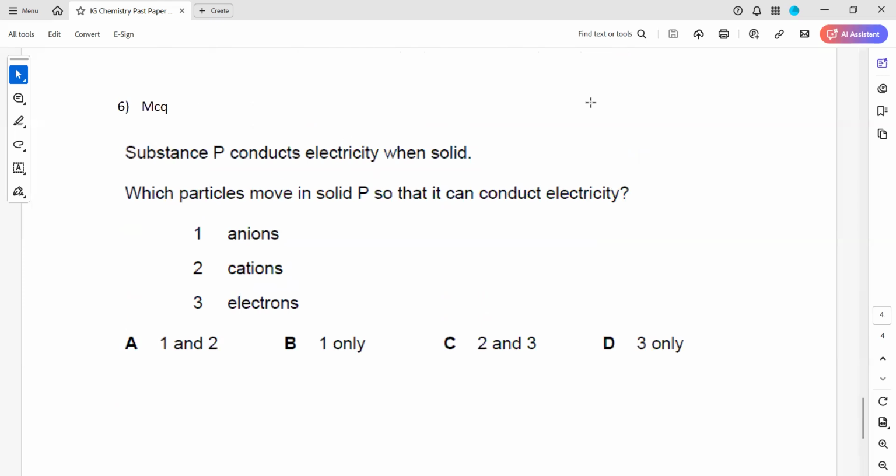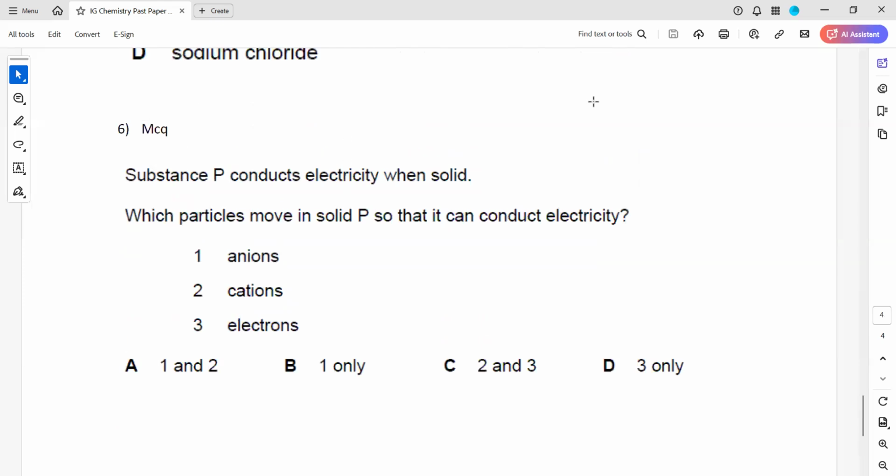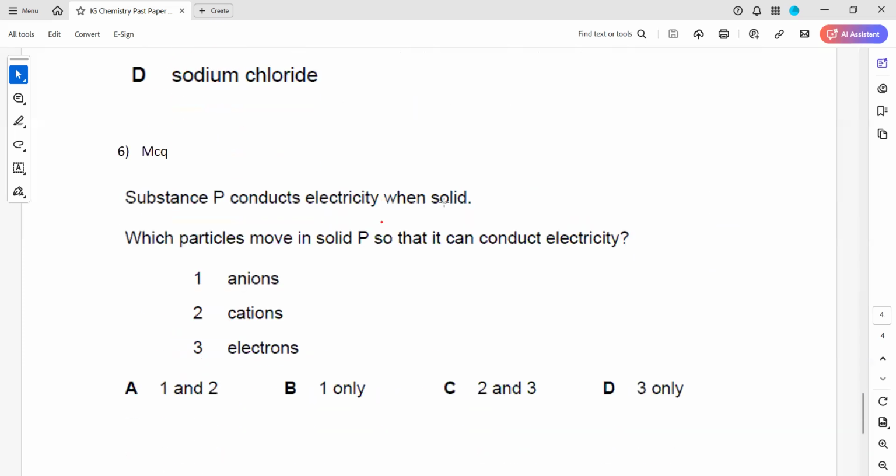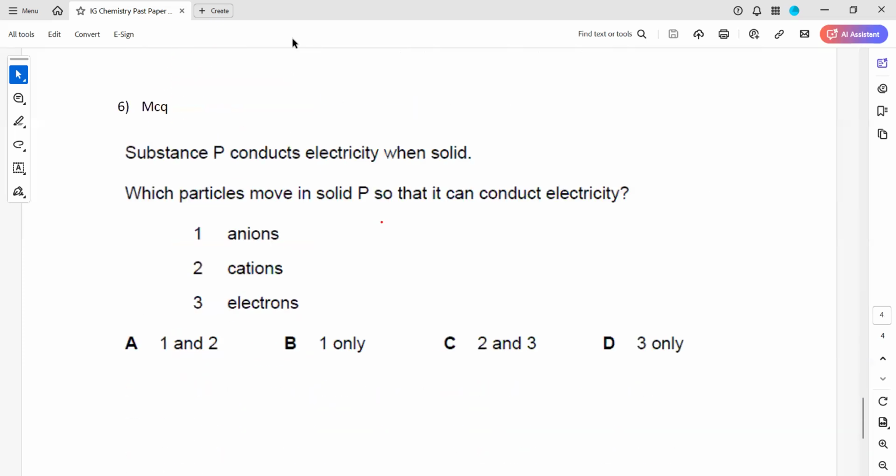The next is substance P conducts electricity when solid. What was C? Question 4. B. It was B. Question 4 was C. C. B. I thought he was asking about the Substance P conducts electricity when solid. Which particle moves in solid P so that it can conduct electricity? Third.